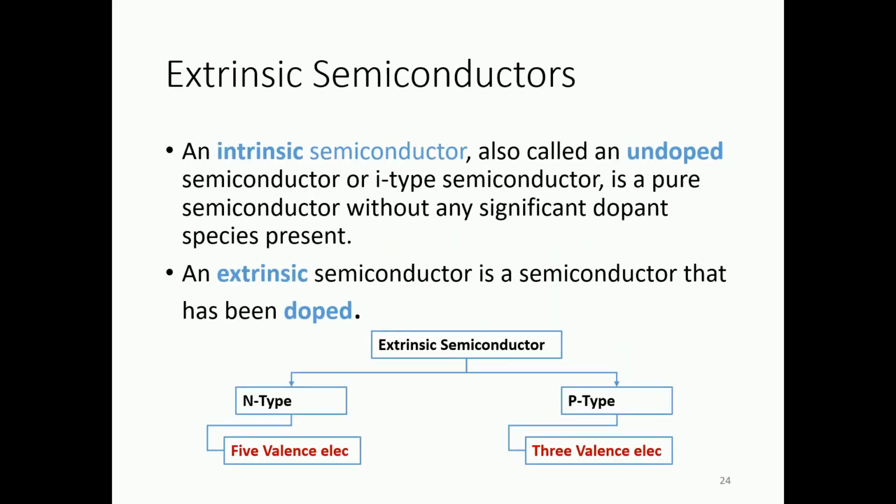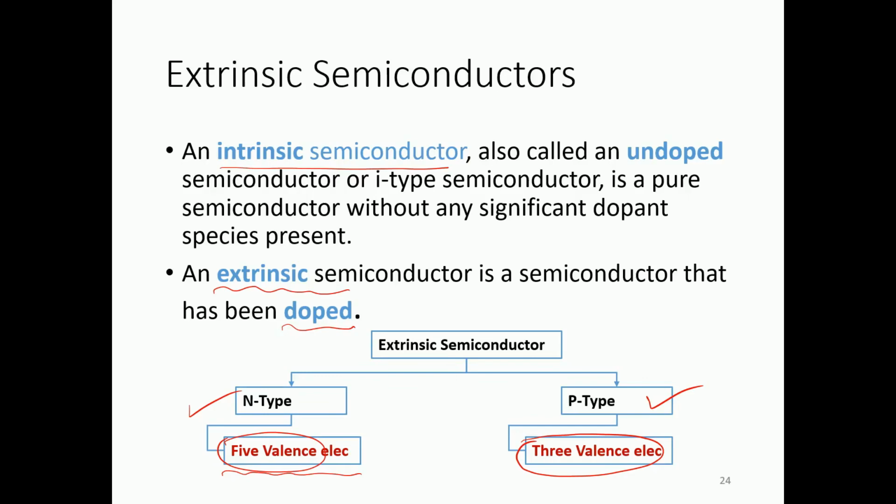Now in an extrinsic semiconductor, we have two kinds of materials that are created. Since we are adding impurity or doping the pure semiconductor, we create two types of materials, known as N-type and P-type. An N-type material is also known as pentavalent because it has 5 valence electrons, and a P-type is known as trivalent because it has 3 valence electrons. So if we want to create a semiconductor material by doping, we can create two categories: the first is called N-type and the second is called P-type.